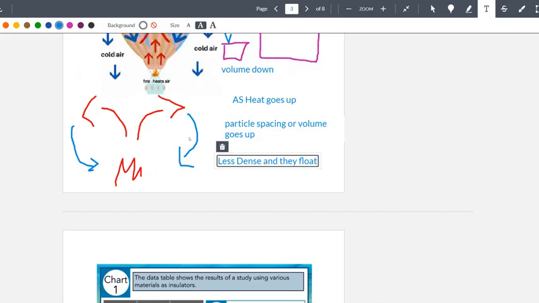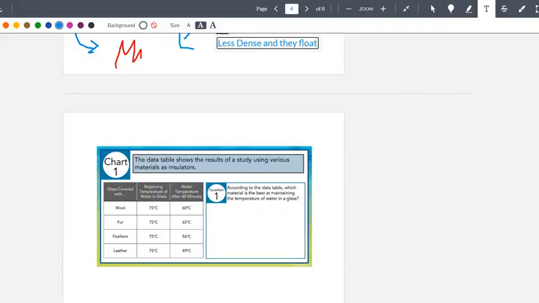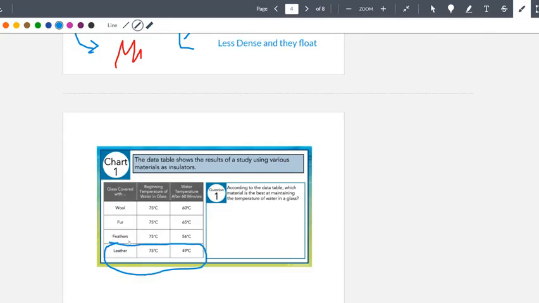I am going to do one more part. The similar concept is going to be heat transfer. If I look at this graph, which material was able to trap the heat more? Well, it's not the leather. The leather does a pretty bad job. It loses 26 degrees. Fur only loses 10 degrees.